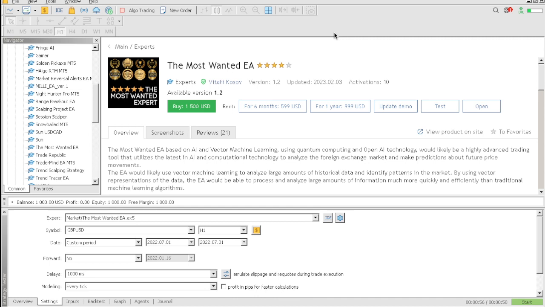Today I'm going to be doing a review on the Most Wanted EA. This is a 4-star EA, and usually when I backtest this EA, I trade gold with it, but today I'm going to be backtesting it using GBP USD. As you can see, this EA is $1,500.